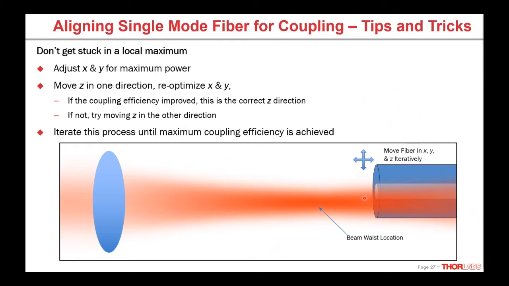You can iterate through this: adjust X and Y, move Z a little bit, readjust X and Y, move Z a little bit, readjust X and Y, and you can step up to the best coupling efficiency. That'll guide you to the beam waist location with this iterative process. That's what I'd recommend.